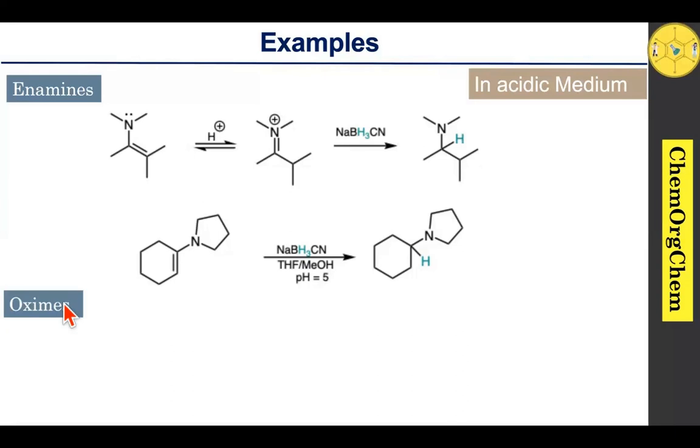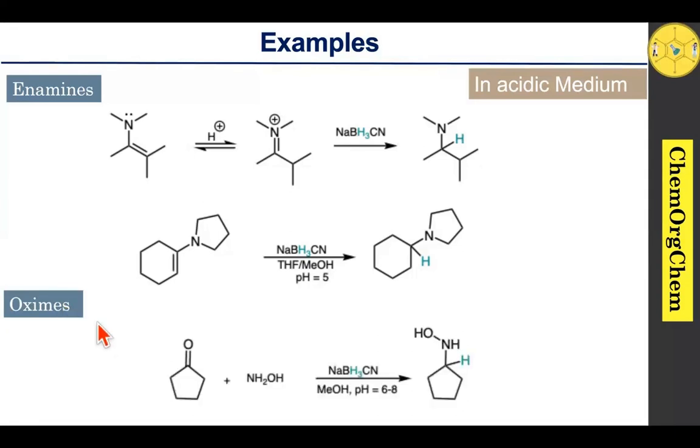So let's move on to oximes. Just like imines, oximes can be reduced by using sodium cyanoborohydride. Now consider this example. When you take cyclopentanone and react with hydroxylamine, you will get the corresponding oxime compound. That oxime compound is quickly reduced by sodium cyanoborohydride, which provides the corresponding aminated product, the hydroxyaminated product.